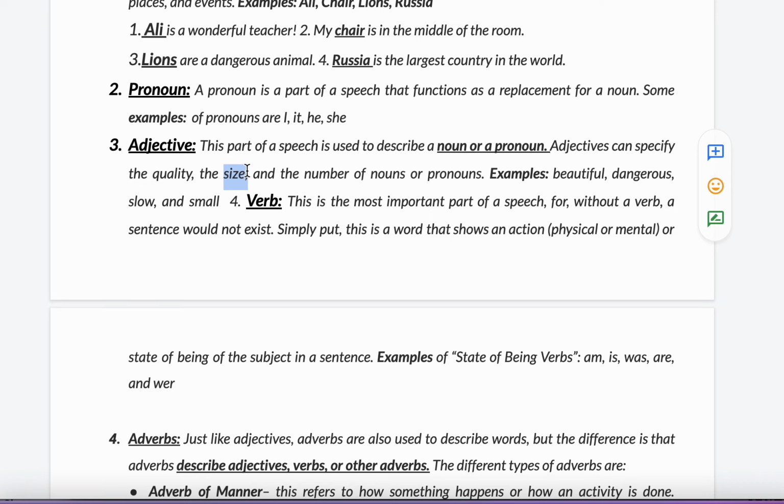Let's talk about which country. Qatar. Qatar is a small country, well, a small state. Why? Because I think the population is roughly 2 million people. So that's a size that we talk about. Let's talk about the number of nouns or pronouns.